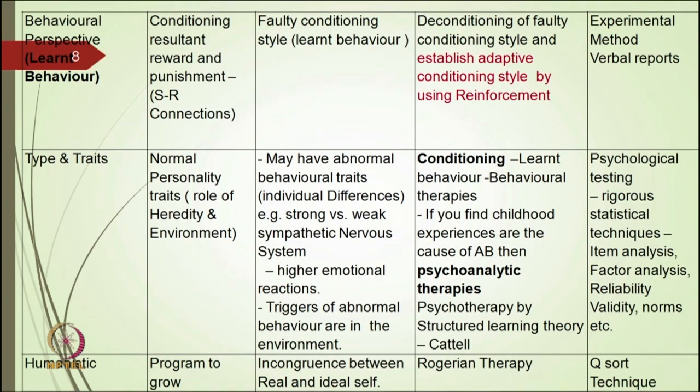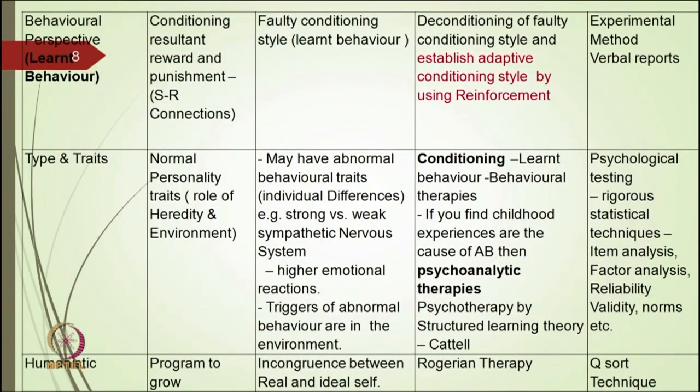Another perspective is the type and trait psychologist perspective, and they have mainly focused on traits, and traits define our personality. Then, as per this perspective, what is normal and abnormal behavior? Normal personality traits are the causes of normal behavior. These traits are actually a result of heredity and environment and their interaction. So what are the causes of abnormal behavior? As per this school, we may have abnormal behavioral traits, and there are individual differences.